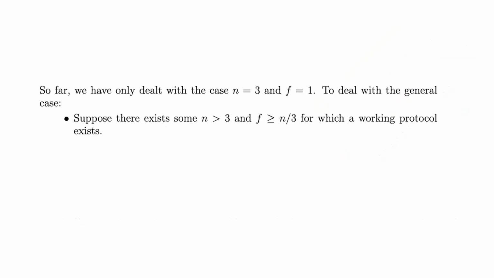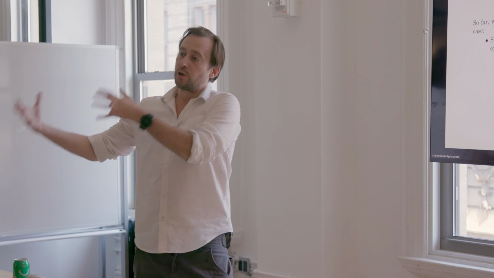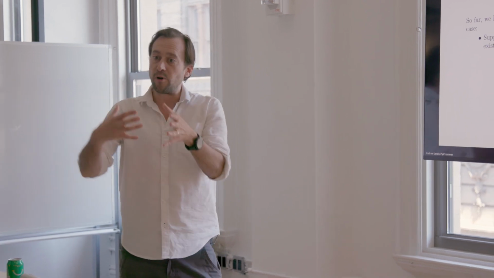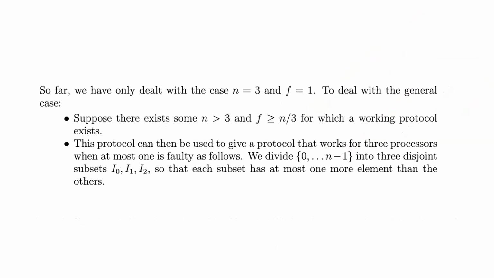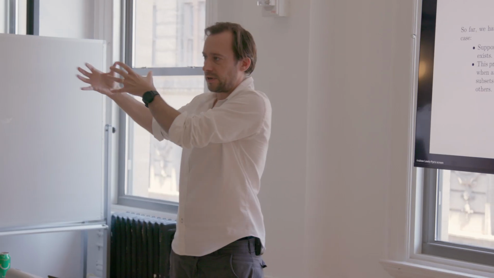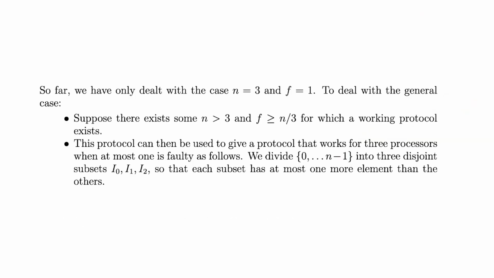Good, so where are we? That was just for the case n is 3 and f is 1, but basically that gives you the general case as well. If you suppose there exists some n greater than 3 and f greater or equal to n over 3 for which the protocol works, then you could use that to get a working protocol for n is 3 and f is 1. Basically, you just divide all the processors up into groups of equal size, so they're all of size at most f, and you have each of the 3 processors control one of those sets of processors.